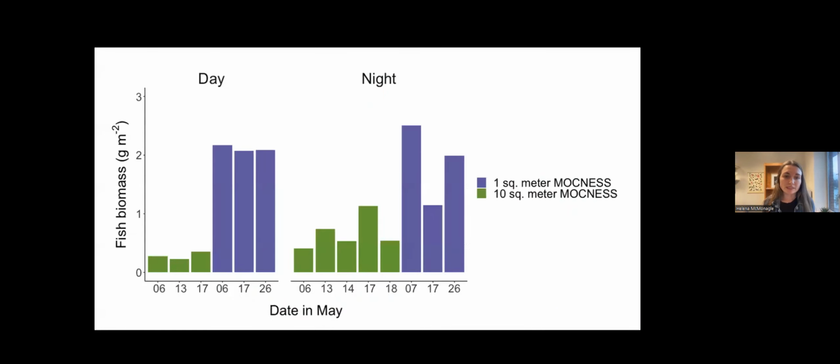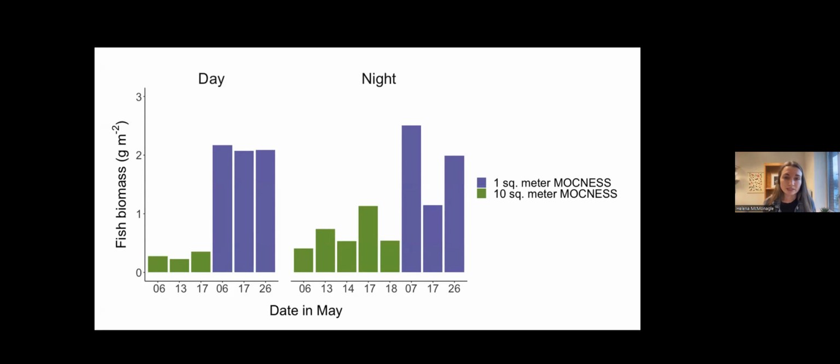We also see in comparing these two different nets that we get pretty different biomass estimates depending on which net system we are obtaining those estimates from. Unexpectedly, we found that the larger 10-meter squared mouth opening MOCNESS actually gave us lower biomass estimates when we standardized that by unit effort, by the volume of water filtered multiplied by the depth interval sampled by each of these nets.